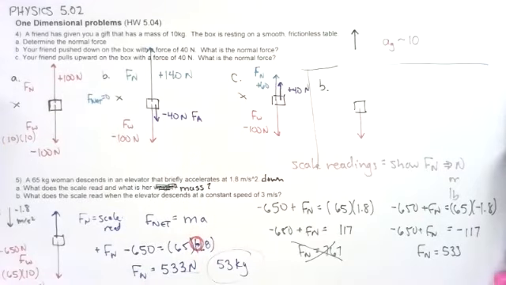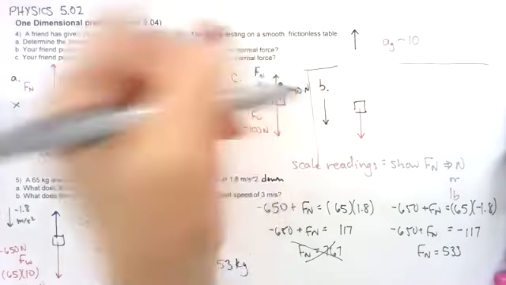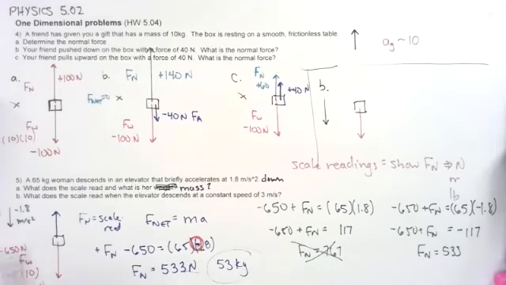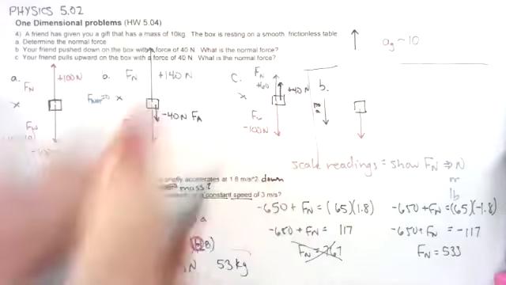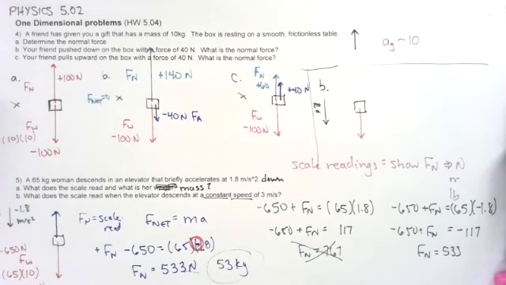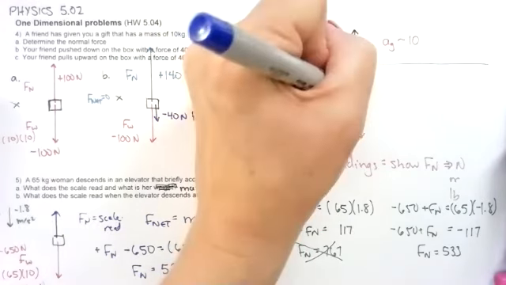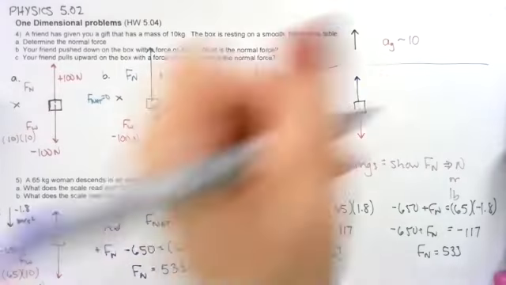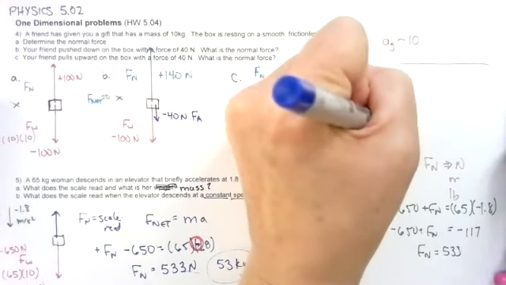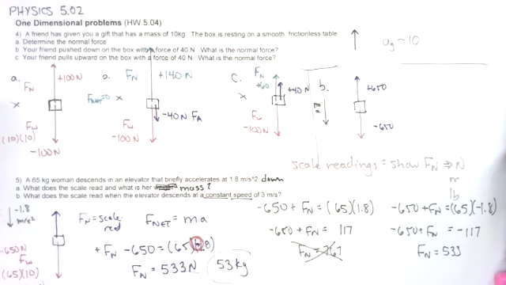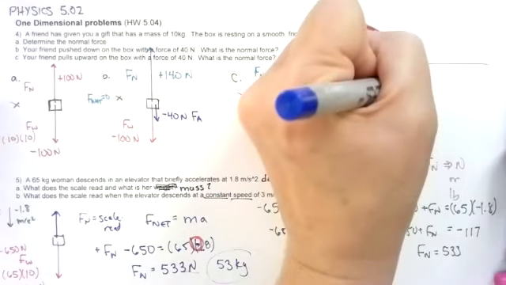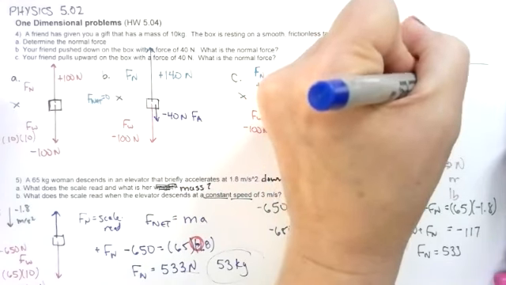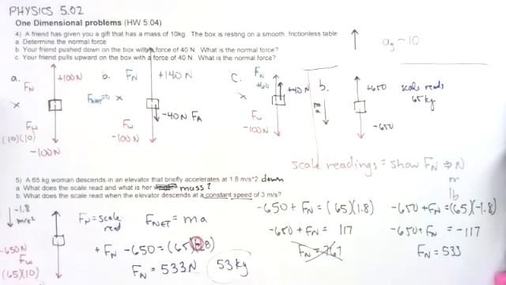All right, and what is my motion analysis? So I'm now descending. But what did the problem say that changes everything? Constant speed. So I have no acceleration. Well, if I have no acceleration, that means my vectors need to be equal and opposite. And so if this is negative 650, this has got to be positive 650. And the scale is going to read 65. So because I'm going at a constant speed, I'm going to be okay.